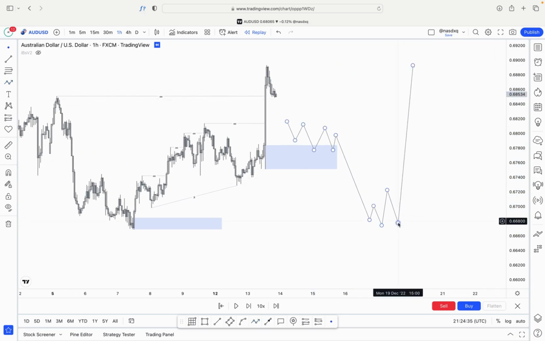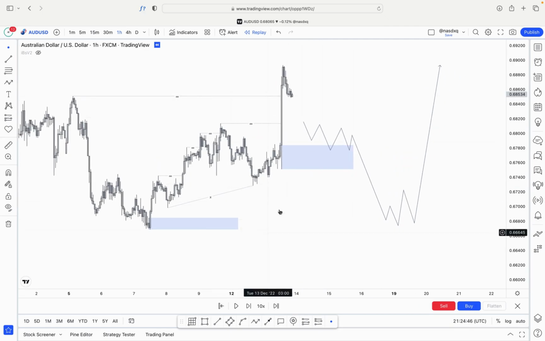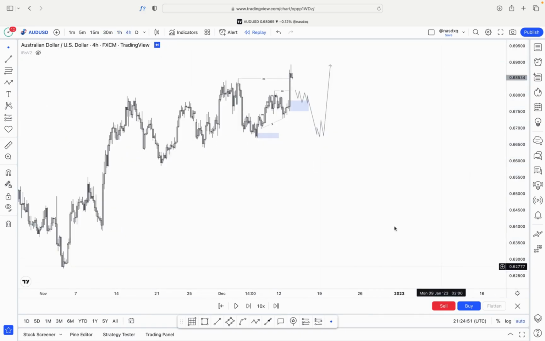Potentially that could happen. Obviously we can't disregard this demand just yet, because it did just source a new break of structure on the 4-hour and also the 1 hour. But we've got two scenarios here at the moment that we could potentially see.